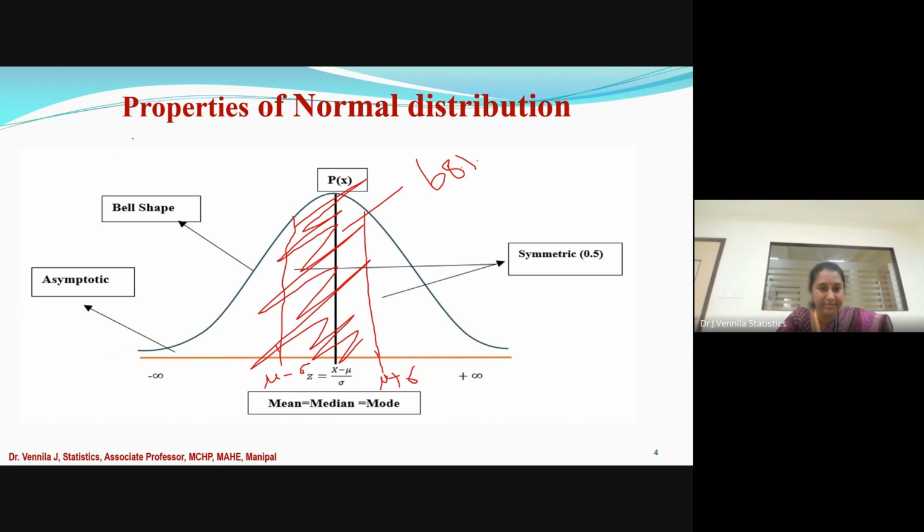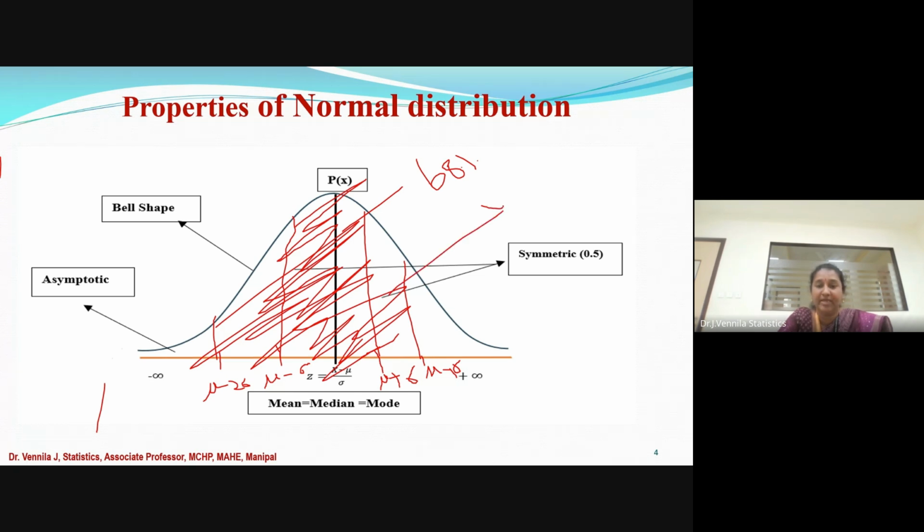Let us consider this part. This is mu minus 2 sigma, and here you can consider mu plus 2 sigma. If you consider these points, mu plus or minus 2 sigma, this area you are going to accept. That means 95% you accept as good quality. Manufacturing good quality, only the remaining 5% is defective. So quality is increased.